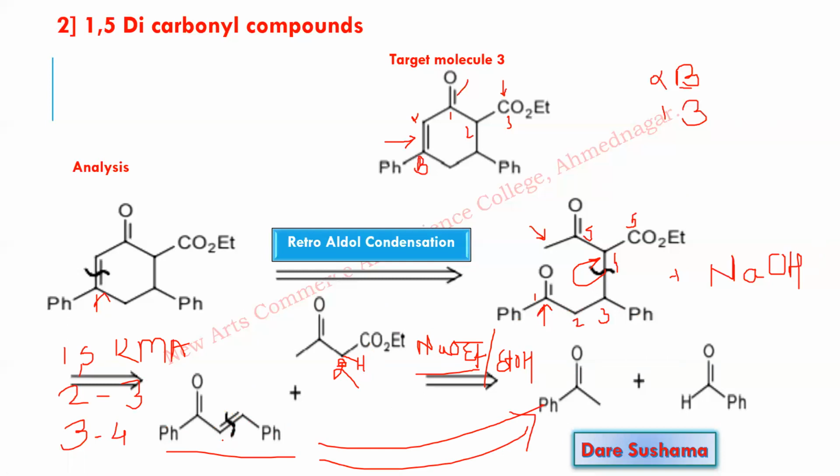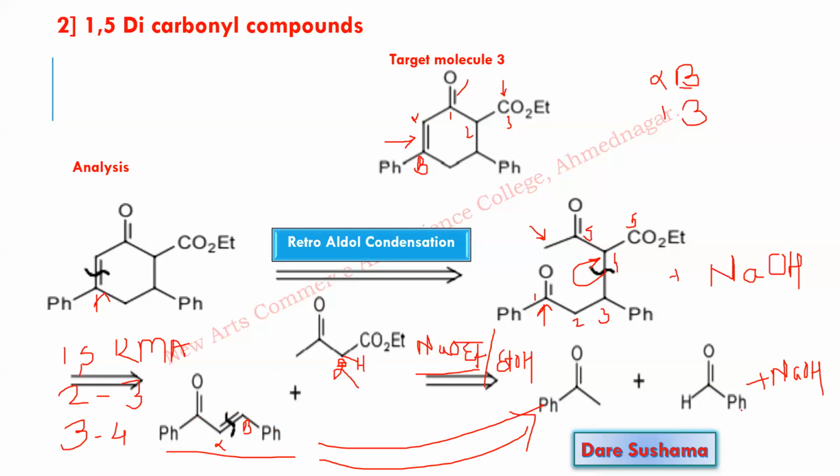After aldol condensation, as I already explained in the first step, at the alpha carbon you simply write down the hydrogen, so Ph-CO-CH3, and at the beta carbon you simply write down the carbonyl group, so Ph-C double bond O-H. So after retro-aldol condensation, this is acetophenone plus benzaldehyde in the presence of base NaOH. Now you complete the synthesis of this. Start with acetophenone, treat it with sodium hydroxide, then attack it on benzaldehyde.